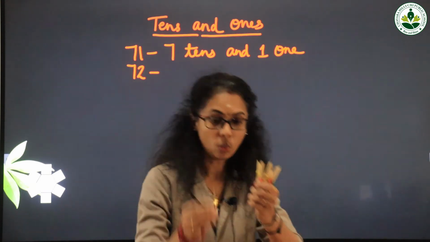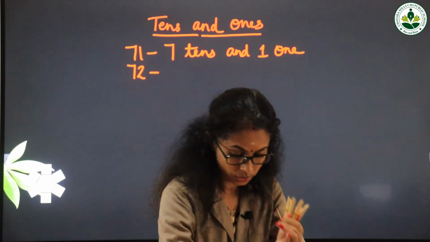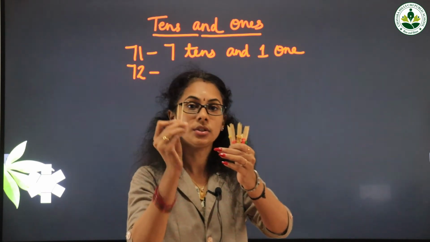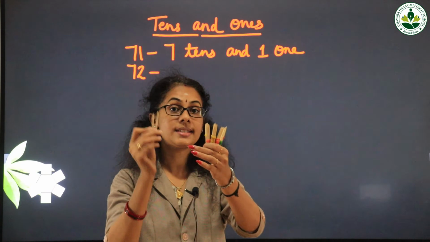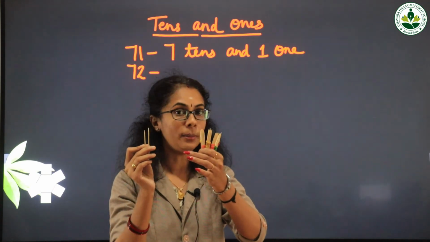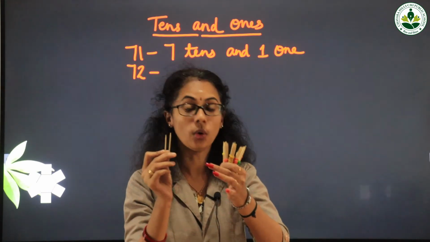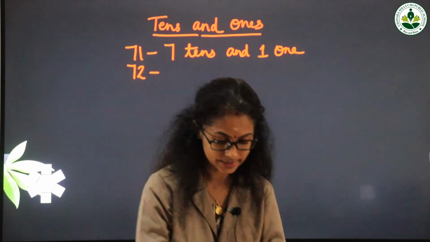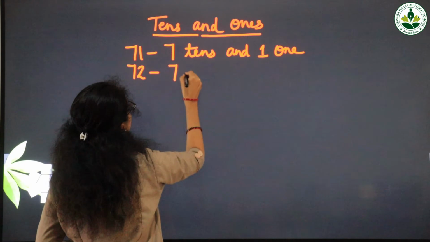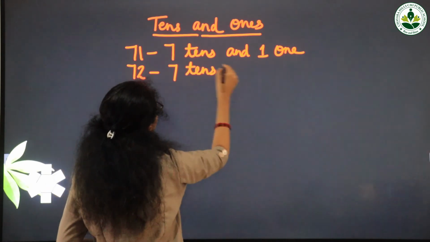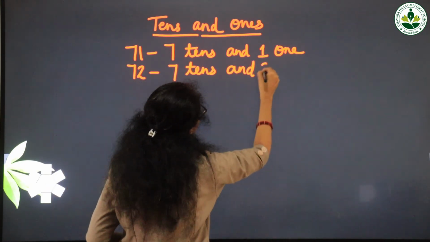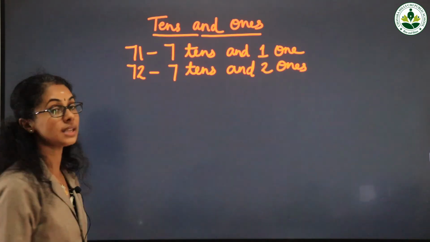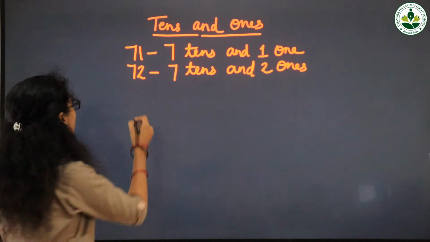Then 1, 2. Okay, 7 tens and 2 ones. Which number? Number 72. How many tens and ones in 72? 7 tens and 2 ones. Then which number comes after 72?